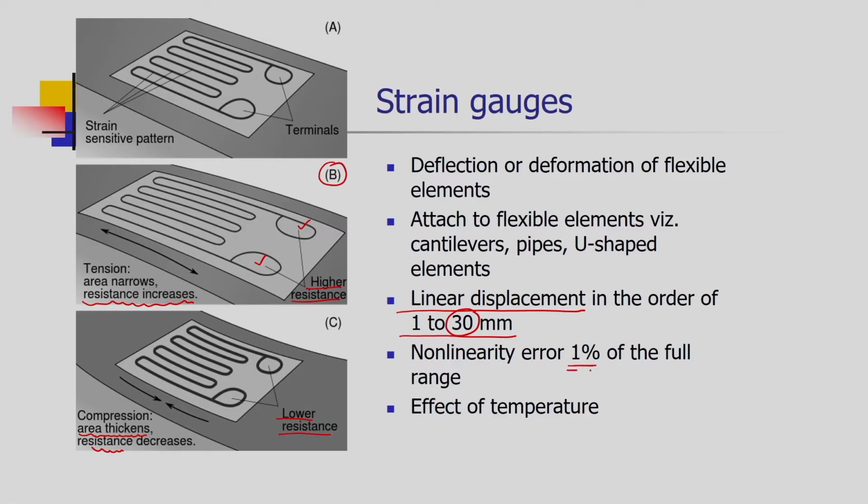However, they do have a non-linearity error of 1%, and it is basically due to temperature, because when the temperature is high, when harsh conditions are there, the temperature will affect the material properties of the metal foil or the metal, and that may lead to errors in the measurement of the strains. These types of strips are attached to cantilevers, pipes, U-shaped elements, and accordingly the strains are measured.